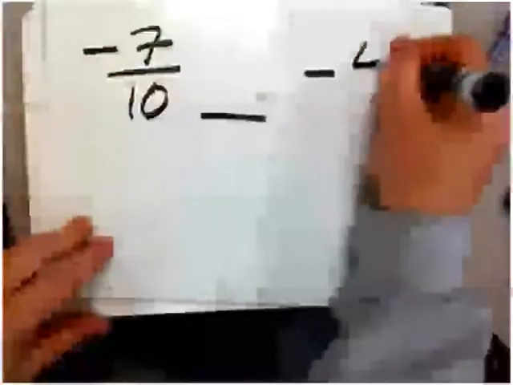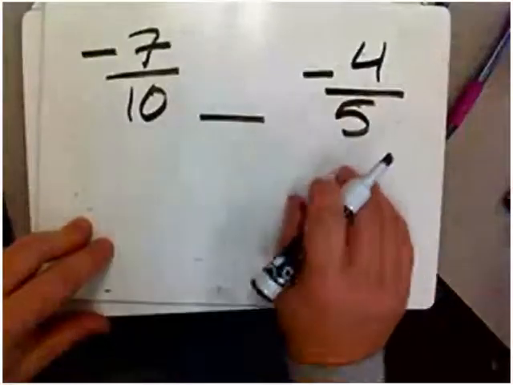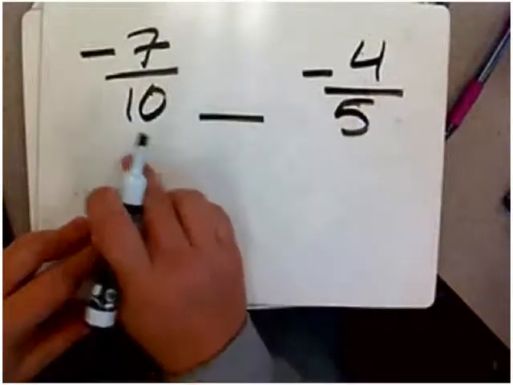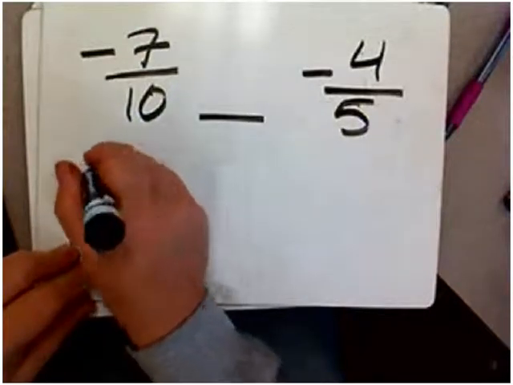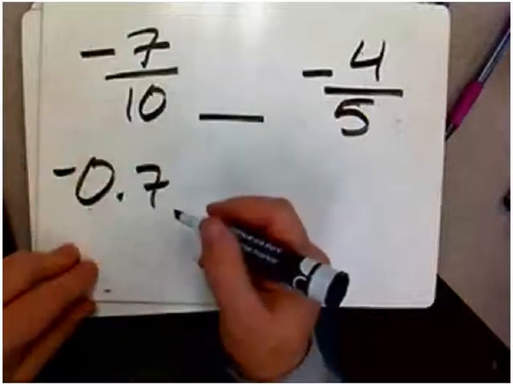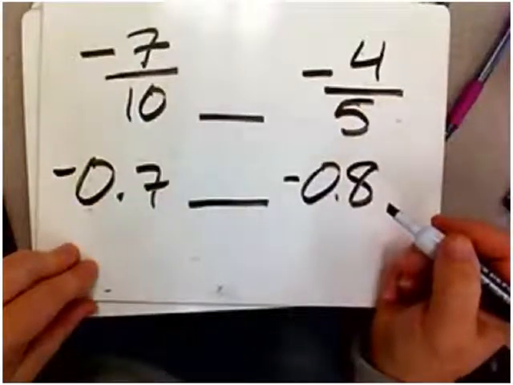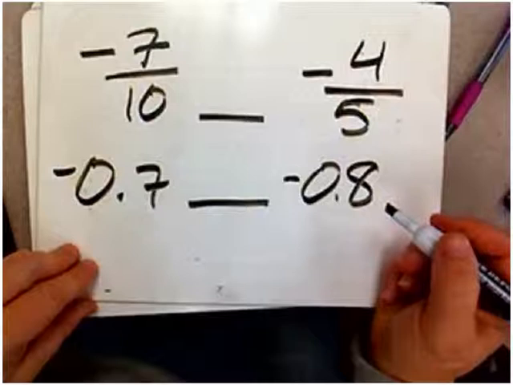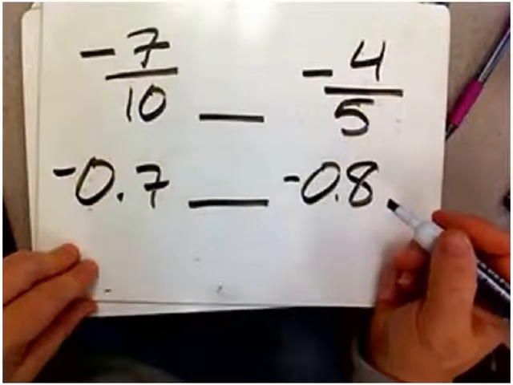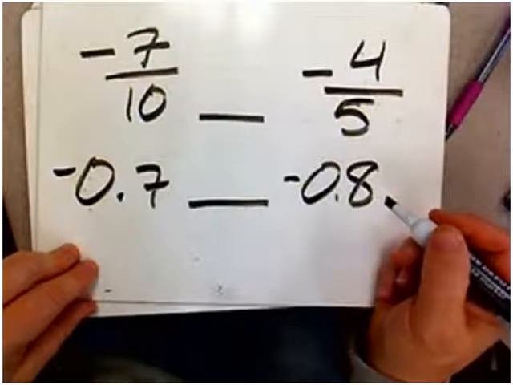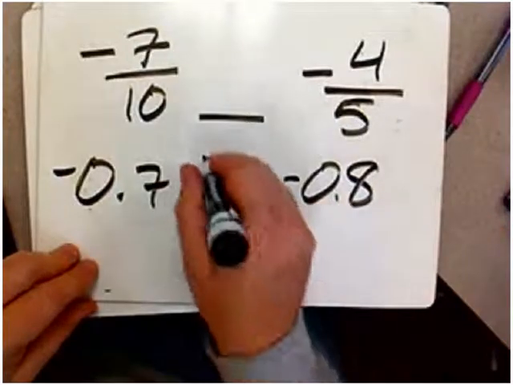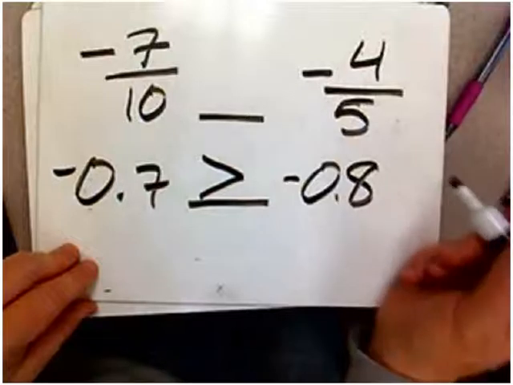Now, finally, on K, we've got to do a little bit of buildup, don't we? Not too bad. Negative 7/10 compared to negative 4/5. We don't have like fractions, so we need to build them up. What common denominator can we use? You could also do a decimal if you'd like. Negative 7 divided by 10 equals 0.7. So negative 0.7 compared to 4 divided by 5, not 4 divided by 8. 4 divided by 5 equals 0.8. So negative 0.8. The negative 0.7 is greater. Negative 7/10 is greater than negative 4/5.